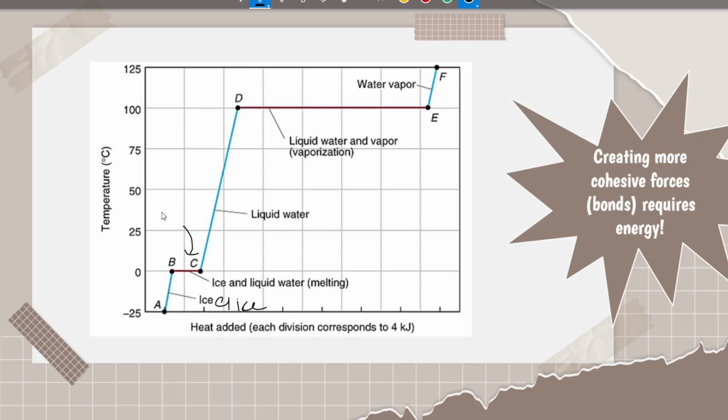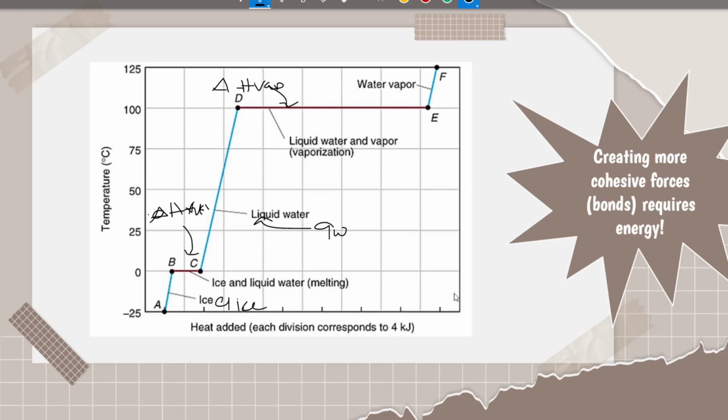This is going to be your Q from delta H fusion. This is going to have some type of Q for water. And this is your delta H for boiling, or delta H vap. And then the last one is going to be your water vapor. And that's going from top to bottom.